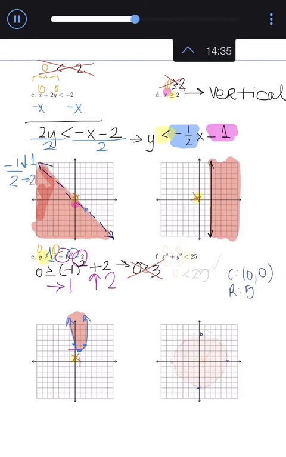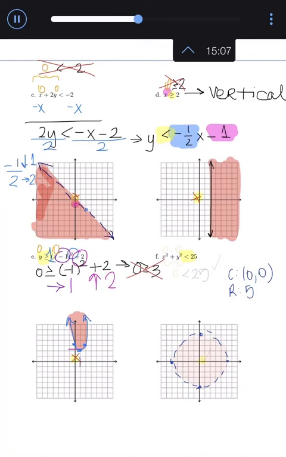Now, moving forward, notice that because I have a less than, not a less than or equal to, my circle is going to be dotted. So best that you can do a dotted or dashed circle with a radius of 5 and a center of 0, 0. Okay. Now moving right along, the question is, are we going to shade the inside of the circle or the outside? Well, we need to test a point.